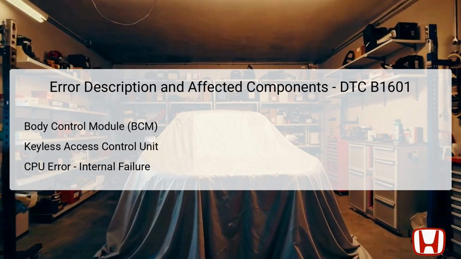If the BCM identifies discrepancies or malfunctions, it promptly logs the B1601 error code to inform technicians of the internal issue, indicating a failure within the CPU's ability to handle its designated tasks effectively. Having a proper understanding of the integral parts involved helps in the troubleshooting process.